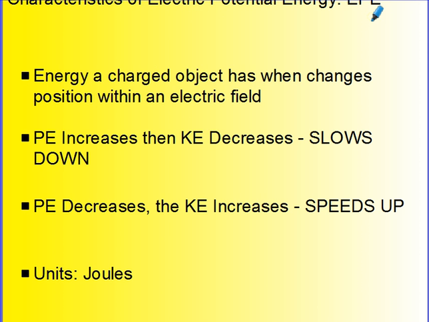Now, what are the characteristics of electric potential energy? Well, first, it is quite literally the energy that a charged particle, so you have to have a positive or a negative charge, experiences when it changes position. So just like in gravitational potential energy and spring potential energy, position is essential.